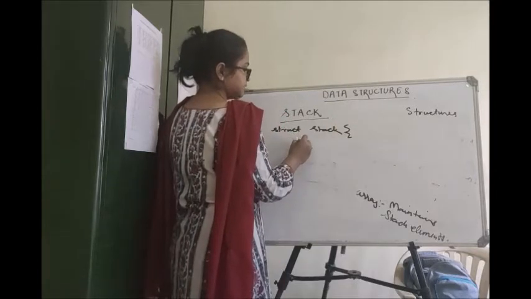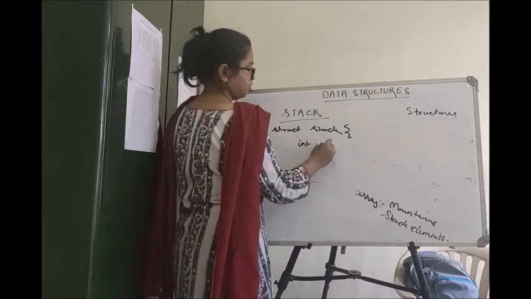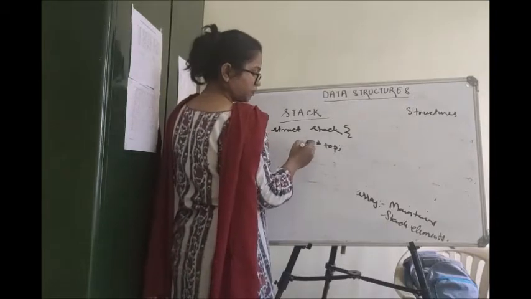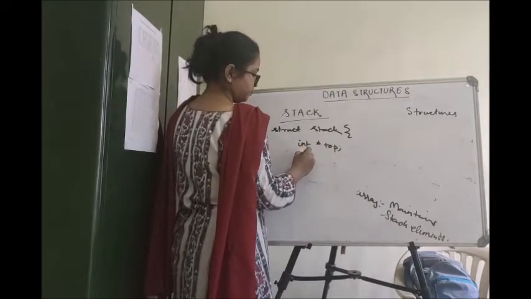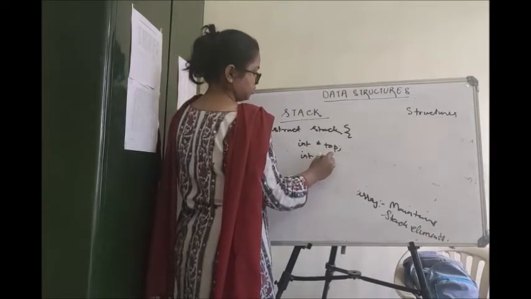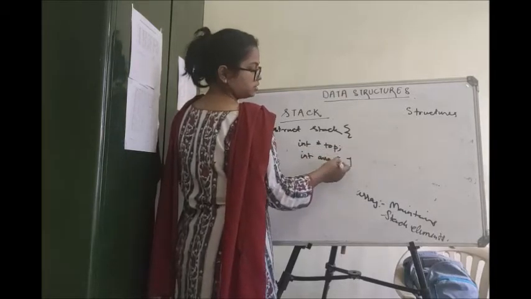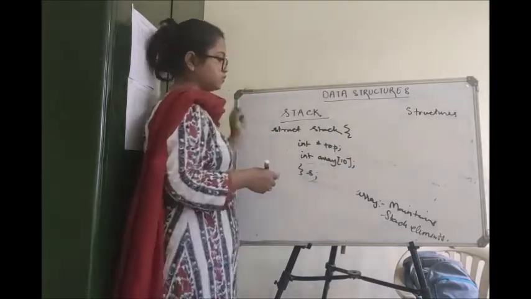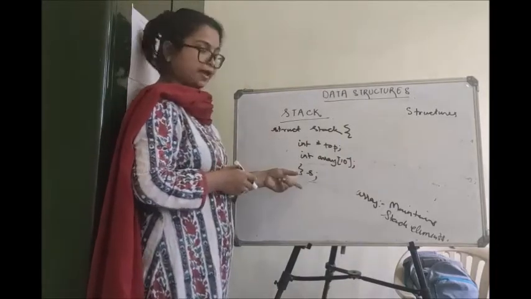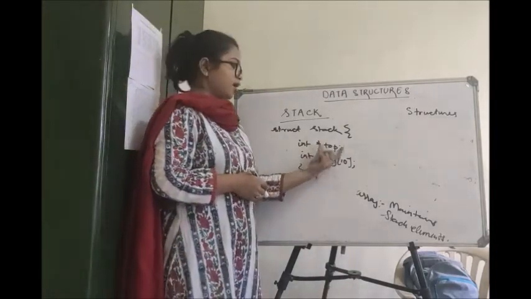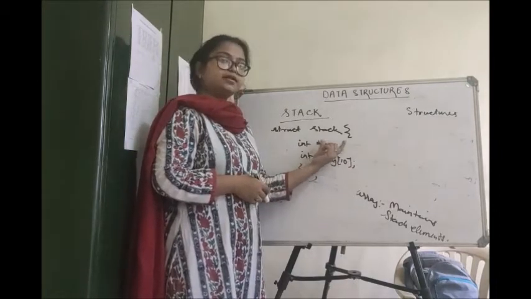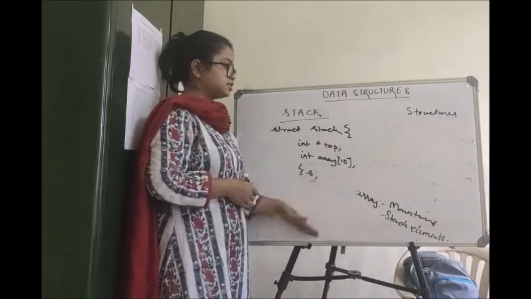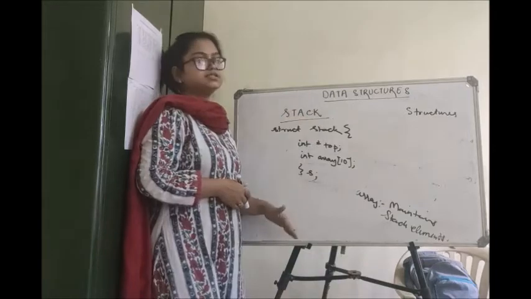Now, as I said, in a stack, top is a pointer which points to the topmost element. And then what do we have? We have an array, an integer type array, let's say an array of some elements, suppose 10. And we will create an instance of the stack, that is S. So S is a stack which has inside it an array of 10 elements and a pointer variable called top which points to the topmost element of the stack. So this is how formally we define a stack.